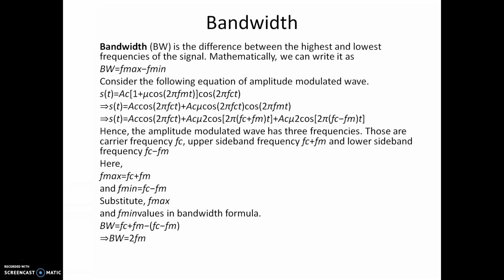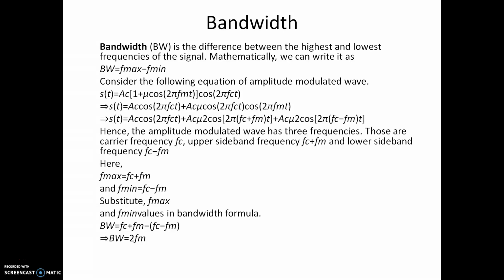Bandwidth, BW, is the difference between the highest and the lowest frequencies. Mathematically, we can write it as bandwidth equal to fmax minus fmin. Now, let us consider the following equation of the amplitude modulated wave, s(t) = Ac [1 + μ cos 2π fm t] cos 2π fc t, which can be rearranged into the following equations.